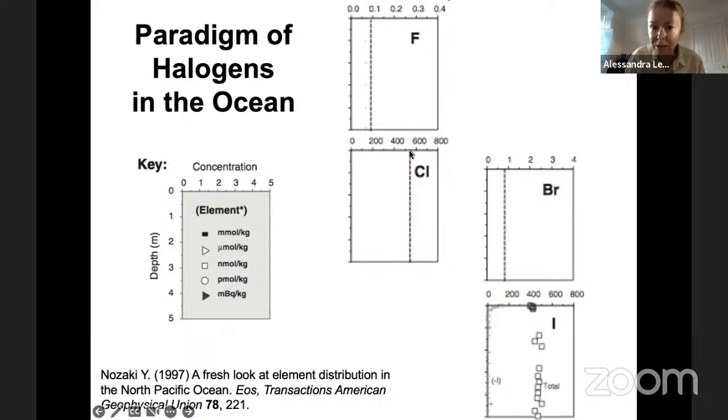Chlorine has very high concentrations, as we talked about. We're talking about 500 millimolal concentrations, according to this.